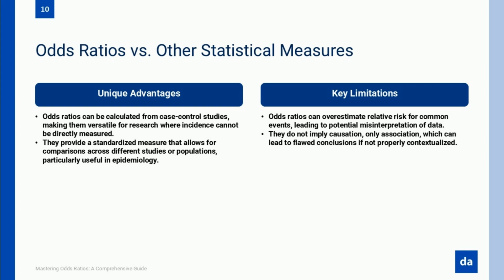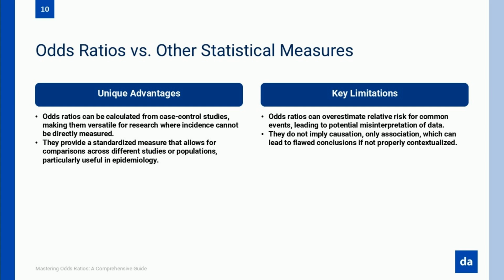However, it's crucial to recognize that no single measure is universally superior. The choice between odds ratios, relative risk, risk difference, or hazard ratios depends on the research question, study design, and the nature of the data. For instance, in a cohort study where the incidence of an outcome can be directly measured, relative risk might be preferred. In a case control study examining rare diseases, odds ratios would be the go-to measure.